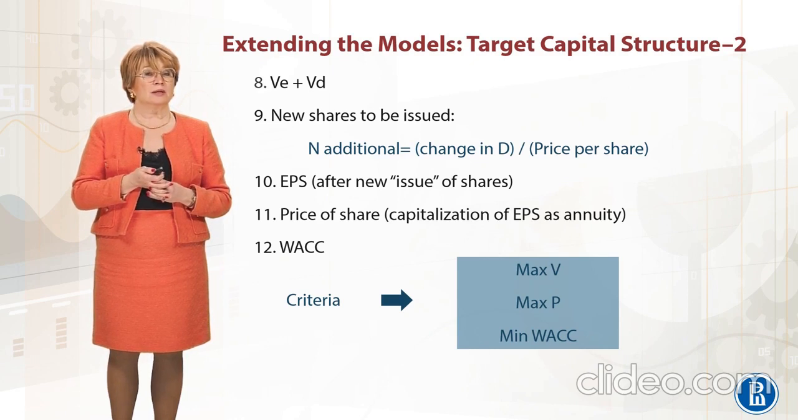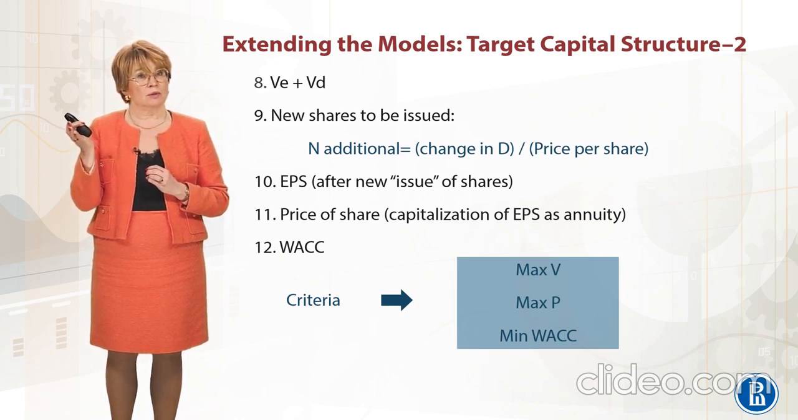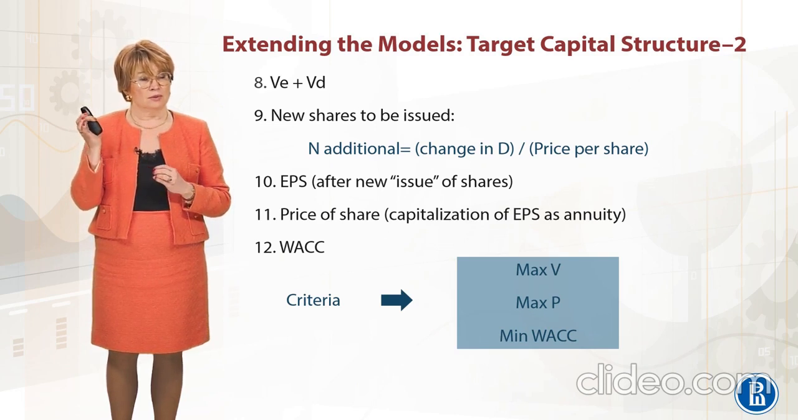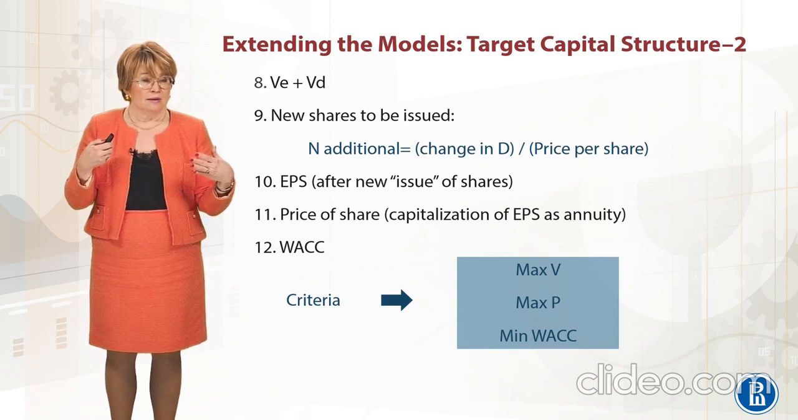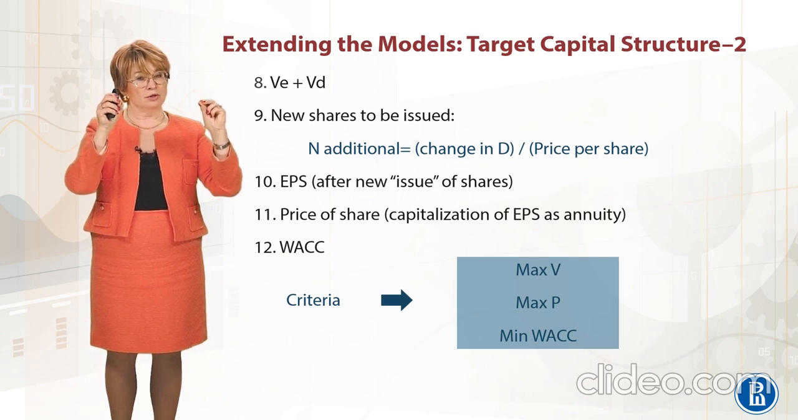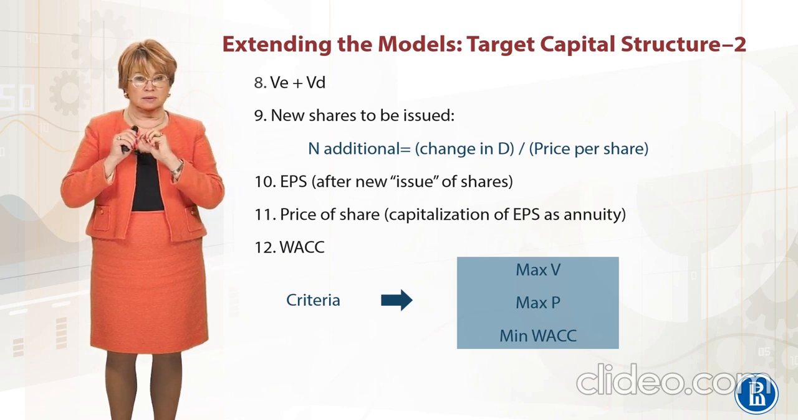So we now know how much is the estimated change in the amount of debt. And we can now see the current price per company's share. So now we are thinking in terms of how many shares we would issue in addition if we needed to attract an amount of money equal to the change in debt of the company.